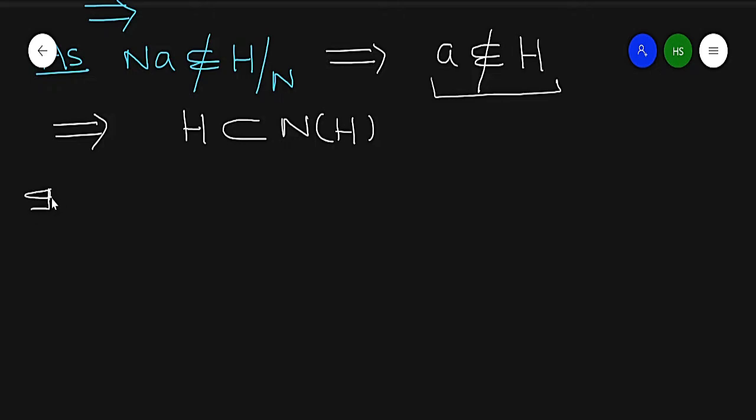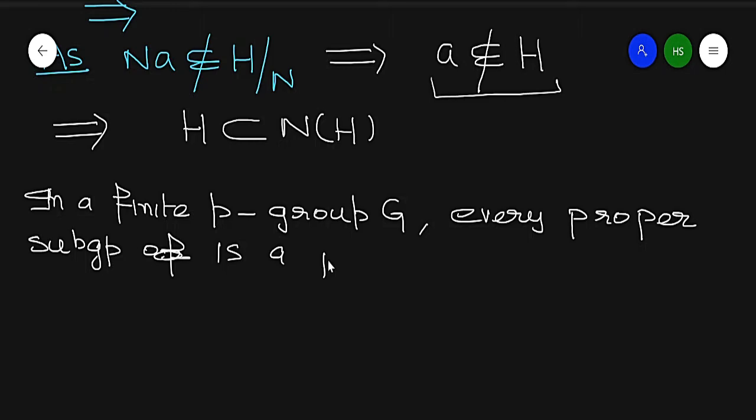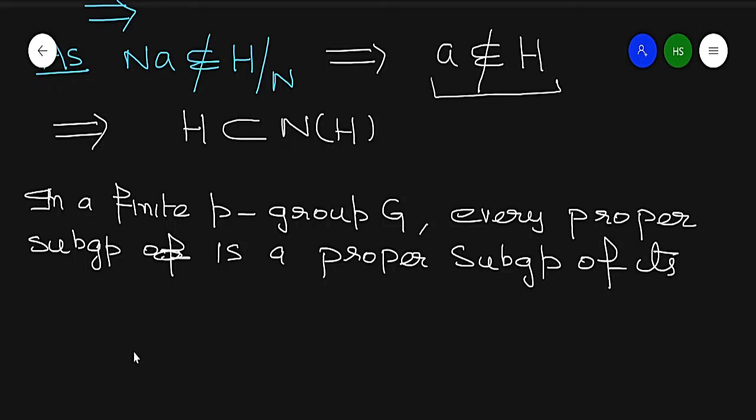In a finite p-group G, every proper subgroup of a group is a proper subgroup of its normalizer in G.